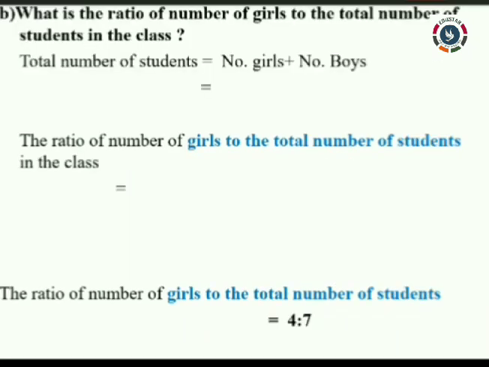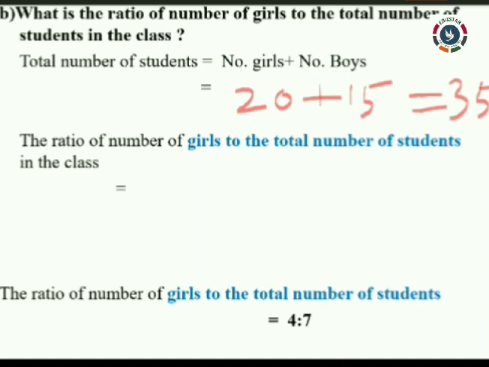Next, what is the ratio of the number of girls to the total number of students in the class? Given data is number of girls is 20 and number of boys is 15. You have to find the total number of students. If you add the number of girls and the number of boys, you will get the total number of students, right? So 20 plus 15 is 35. So the total number of students in the class is 35.